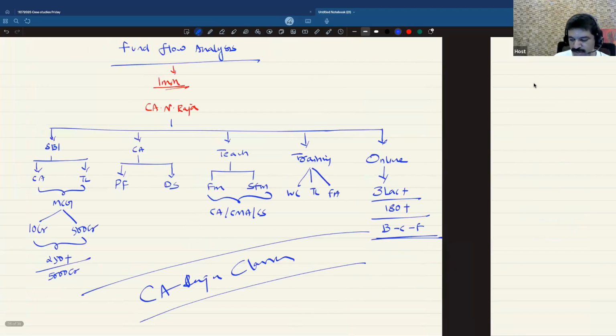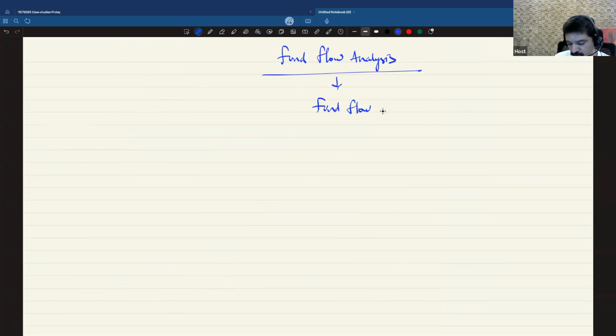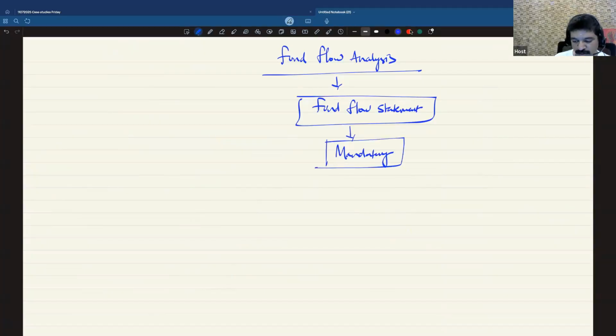The focus of today's session is fund flow analysis. When I say fund flow analysis, it means we are going to analyze the fund flow statement. Is this fund flow statement a mandatory financial statement? Do any of you have an idea about that? If you ask me, the answer is no. This fund flow statement is not a mandatory financial statement.